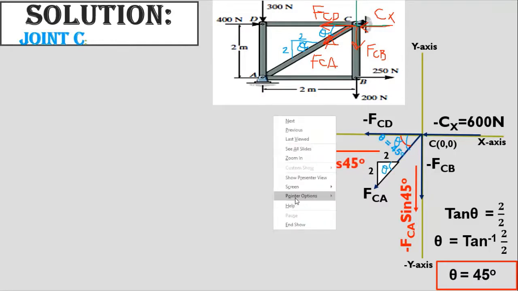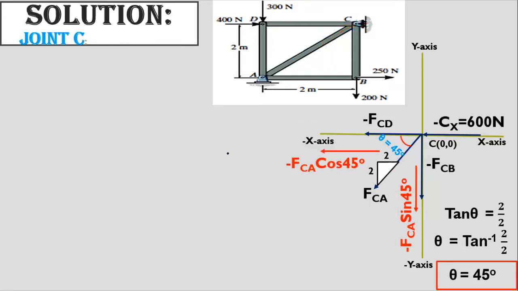So let me rub the board, whatever I have done over here. We are moving towards the equation. It's up to you, whatever equation you want to select, so we will get the value of FCA. You can get the value of FCA from the summation of horizontal forces equals 0, and you can get the value of FCA from the summation of vertical forces equals 0. So let me start.